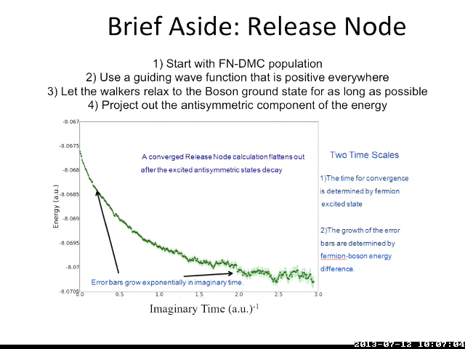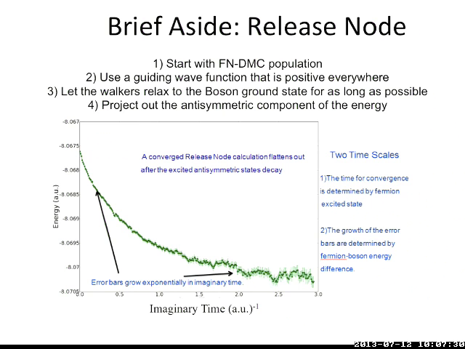I'm not going to go too much into all the details of the method. I just kind of want to show you some of the results and some of the issues we deal with in trying to do molecules and electron gases. So this is sort of a standard release node calculation for molecules, or what a molecular calculation would look like, and it's not so different than some of the other traces that people have shown this week.